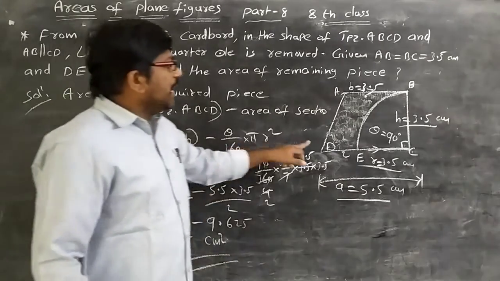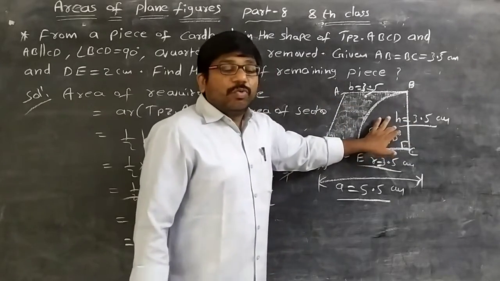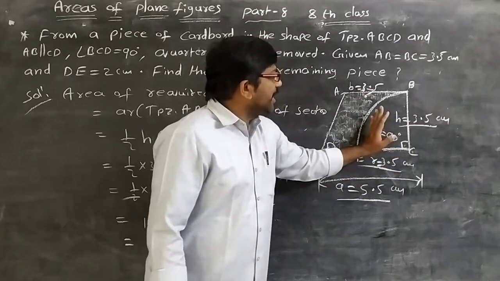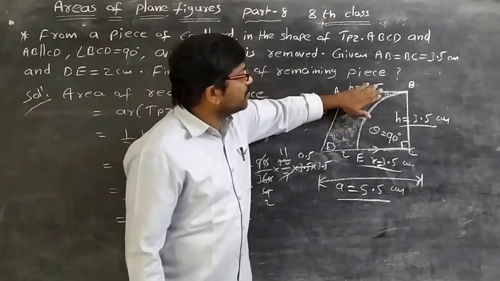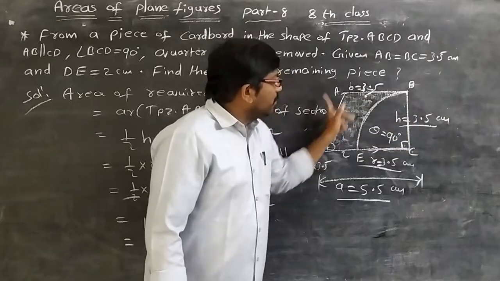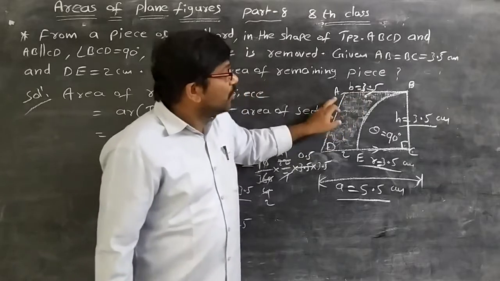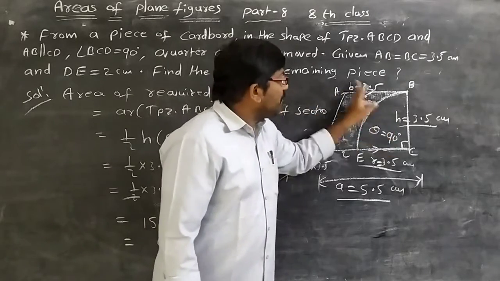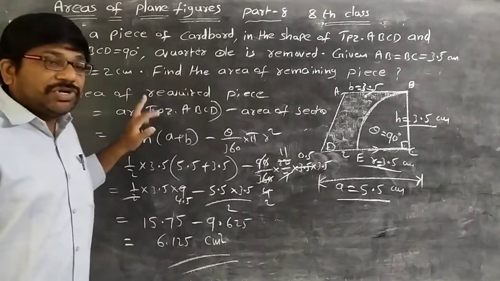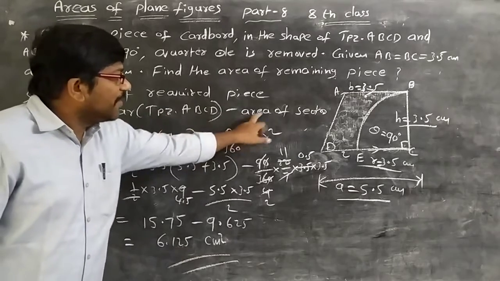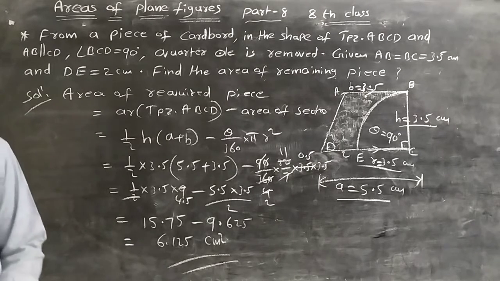Once again listen, ABCD is a trapezium shaped cardboard, and from one corner we removed a quarter circle, meaning a sector. Then what is the area of the remaining sheet? It is cut from the total cardboard sheet. When we get this remaining sheet, we have to subtract a sector from the total trapezium like this. Area of required piece is equal to area of trapezium minus area of sector. So in this way we get 6.125 as the answer.